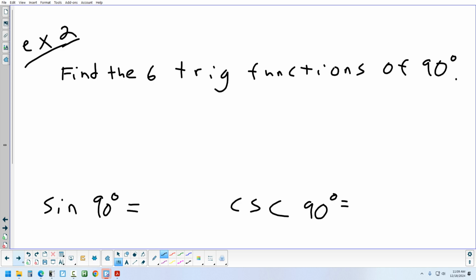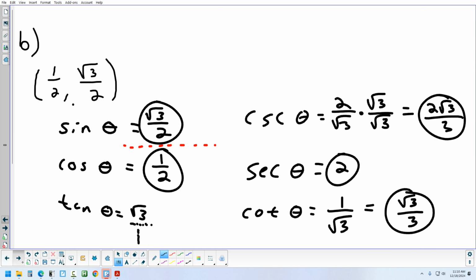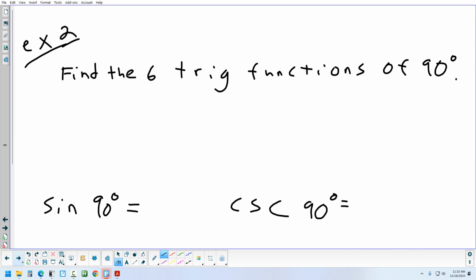Find the 6 trig functions of 90 degrees. What's different about that question compared to example 1A and 1B? It doesn't have a coordinate. Okay, 90 degrees is not what's going to help you do unit circle trig. It's the location of 90 degrees. What is the location of 90 degrees? (0, 1). Right, and that, we just have to memorize it.